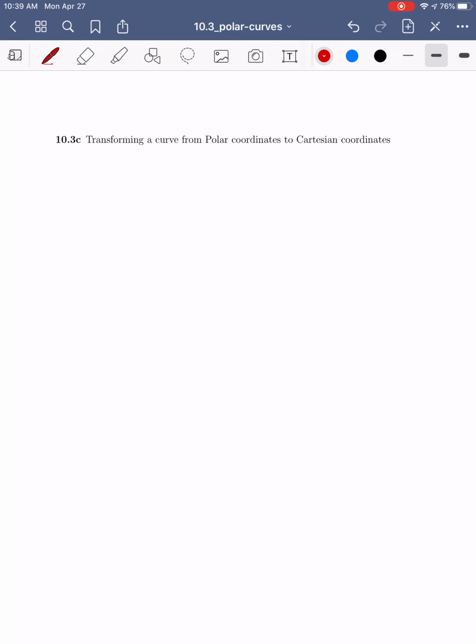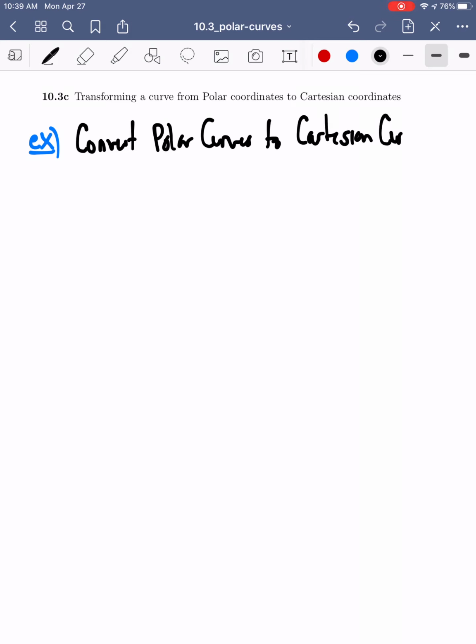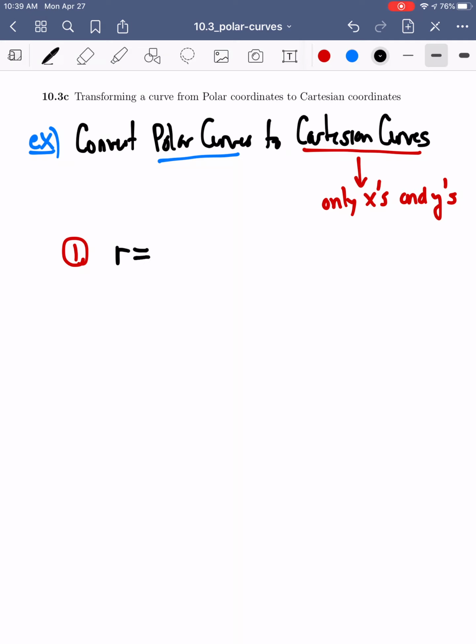This time, let's convert from polar curves to Cartesian curves. We're going to start off with a curve written in r and theta for polar, and we're going to end with Cartesian curves where there are only x's and y's left. So let's do a couple of examples. The first example, we'll start off with the polar curve r equals 3 cosine squared theta.